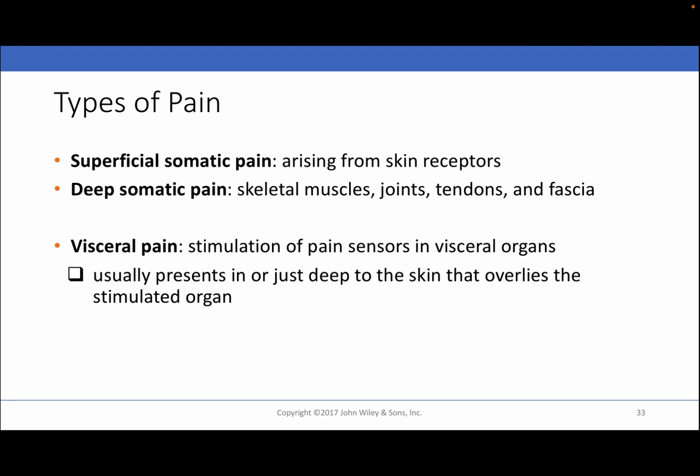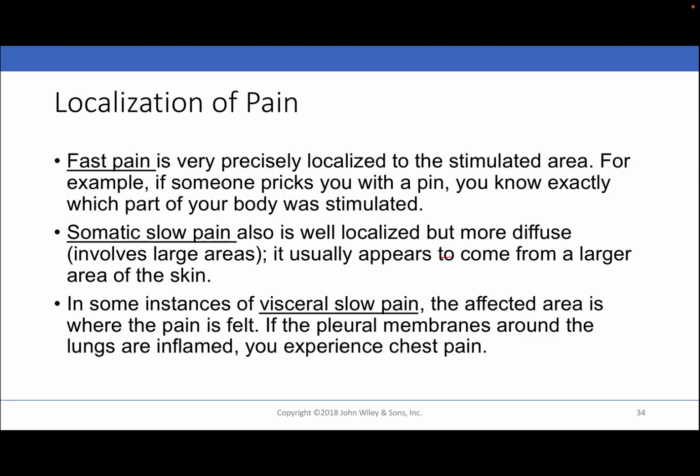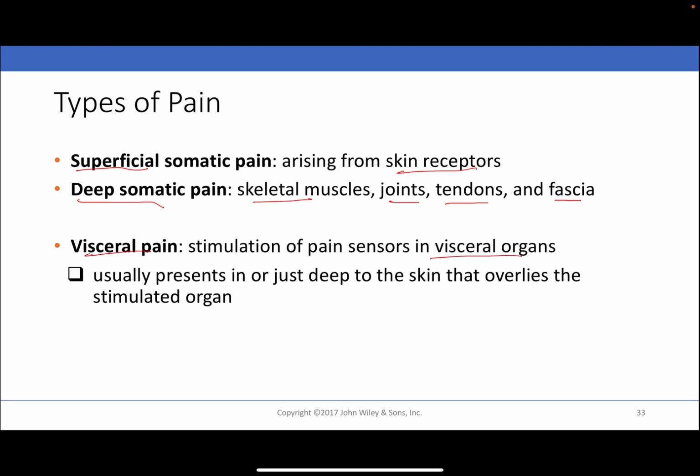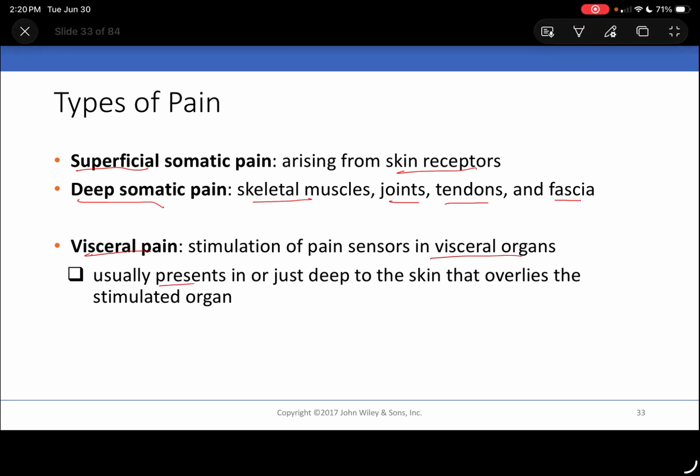So as far as types of pain, we also have our superficial somatic pain. This is going to arise from receptors in the skin. Our deep somatic pain is going to come from the skeletal muscles, the joints, tendons, and the fascia. Visceral pain, on the other hand, is going to be when we stimulate pain sensors associated with the visceral organs. These are usually going to be present either in or just deep to the skin that actually overlies that stimulated organ.